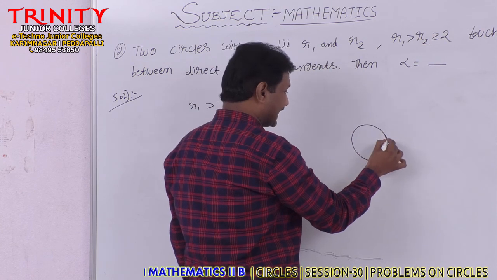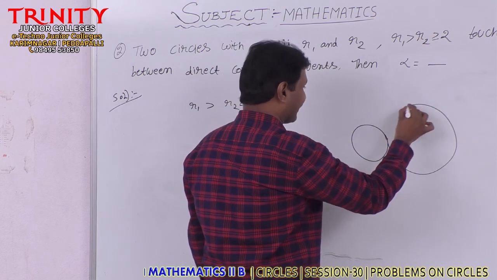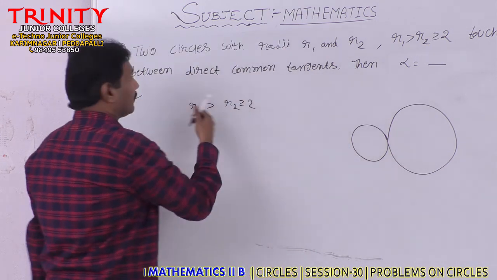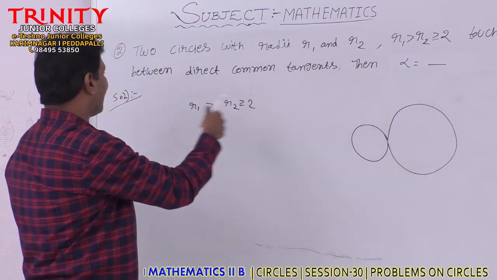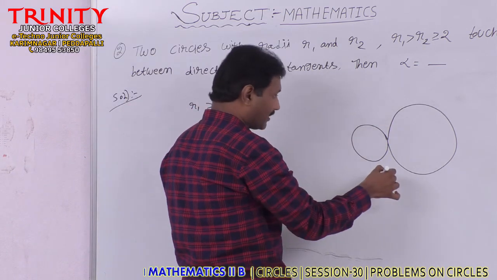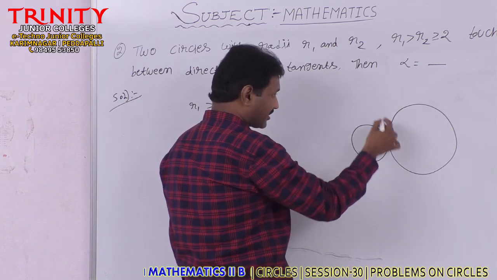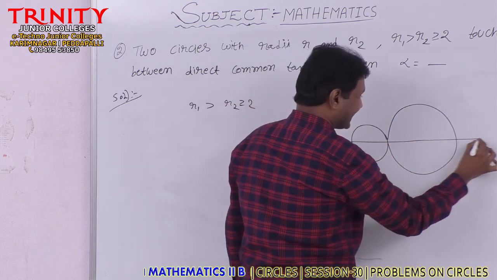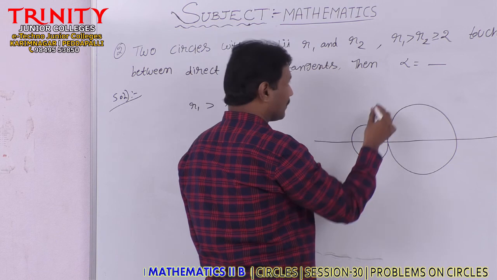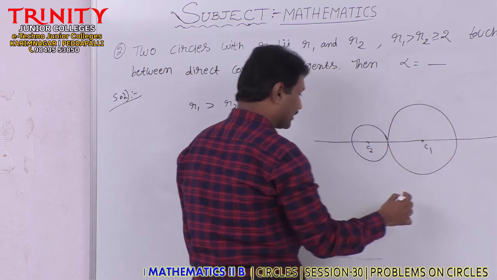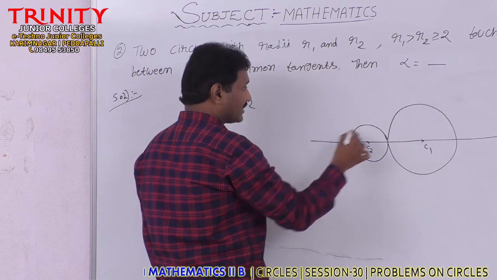These two circles touch each other externally. The circles are like this. Let alpha be the angle between the direct common tangents. Actually, in this case, when the circles touch externally, three common tangents are possible. This is the line joining the centers. The small circle is C2, the largest circle is C1. Direct common tangents are possible.